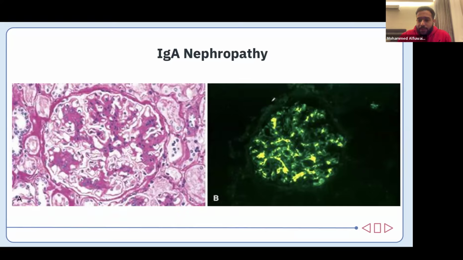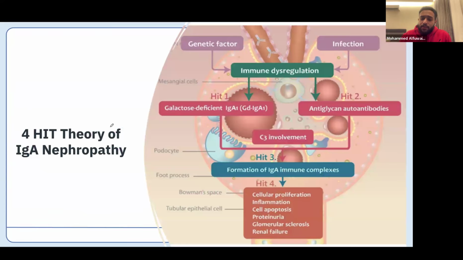And it's IgA mediated, so if you do immunofluorescence, you'll only see IgA deposition, not IgG and C3 like in PSGN. And if you do light microscopy, you can see mesangial proliferation. This differentiates the two diseases. Tamam? Now, there is a 4-hit theory of IgA nephropathy.